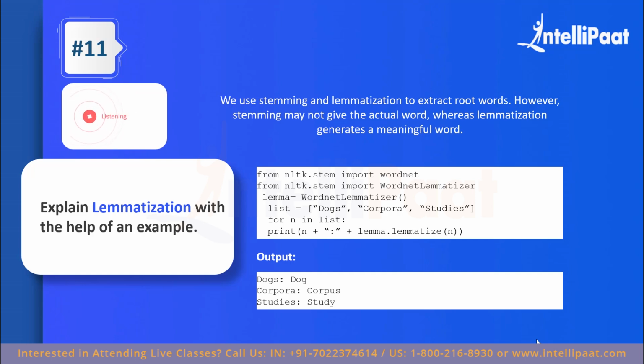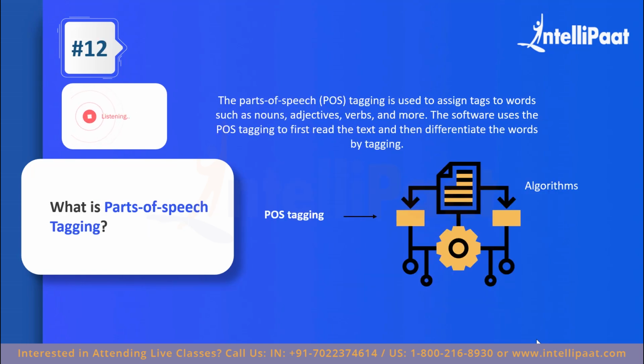Now let us move on to the next question, which is what is parts of speech tagging. Parts of speech tagging is used to assign tags to words such as nouns, adjectives, verbs, and many more. The software uses POS tagging to first read the text and then differentiate the words by tagging. The software uses an algorithm for parts of speech tagging. POS tagging is actually one of the most essential tools in natural language processing, and it helps in making the machine understand the meaning of a sentence.